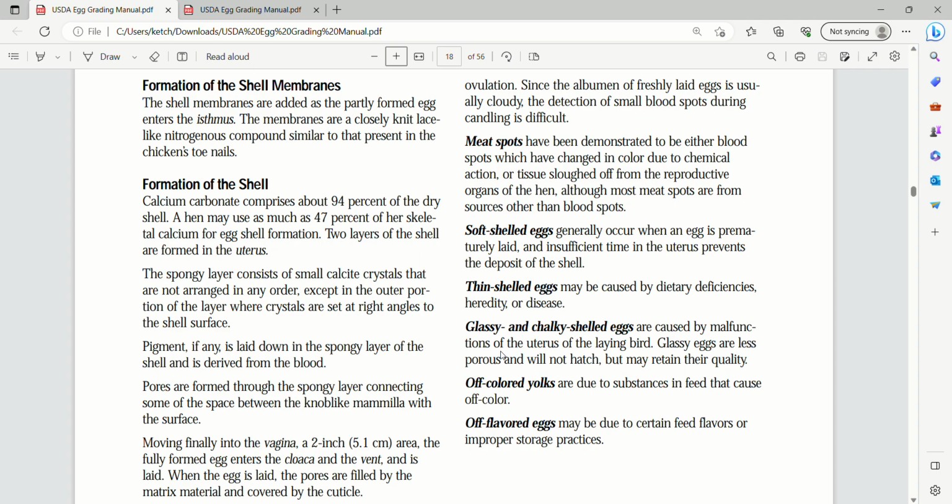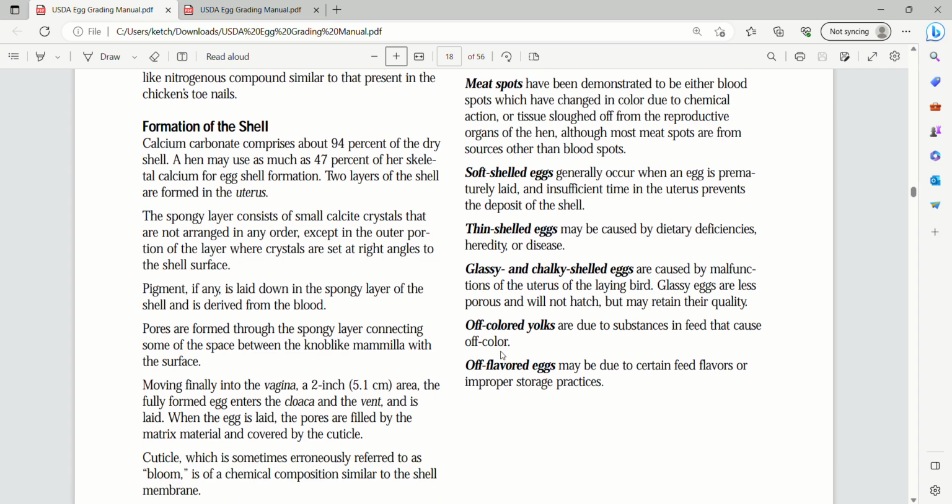Thin-shell eggs may be caused by dietary deficiencies, heredity, or disease. Glassy and chalky-shelled eggs are caused by malfunctions of the uterus of the laying bird. Glassy eggs are less porous and will not hatch, but may retain their quality. Off-colored yolks are due to substances in feed that cause off-color. Off-flavored eggs may be due to certain feed flavors or improper storage practices.